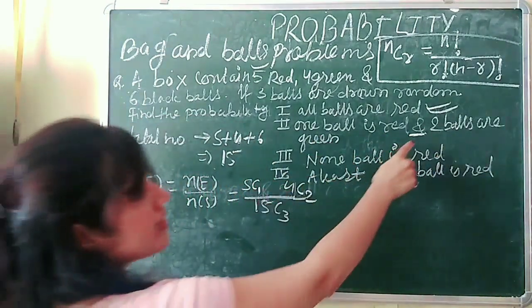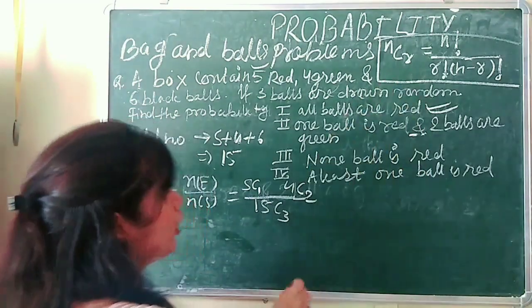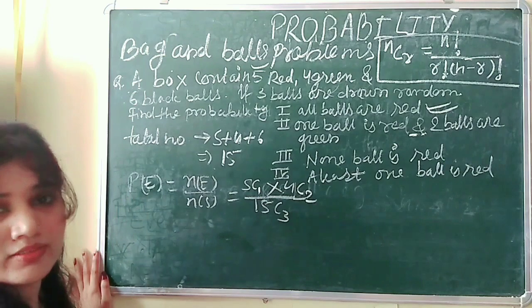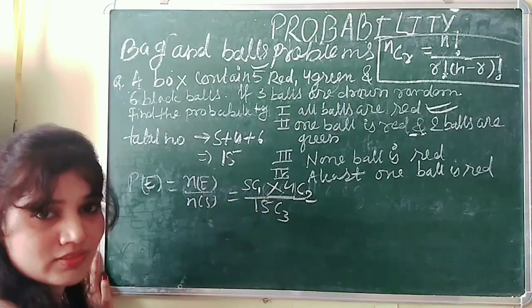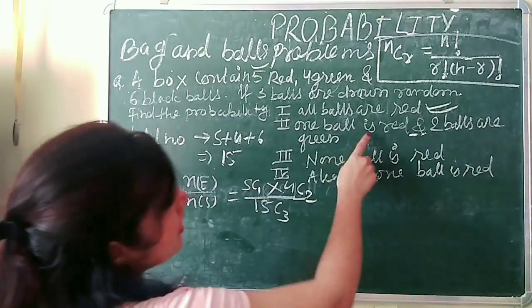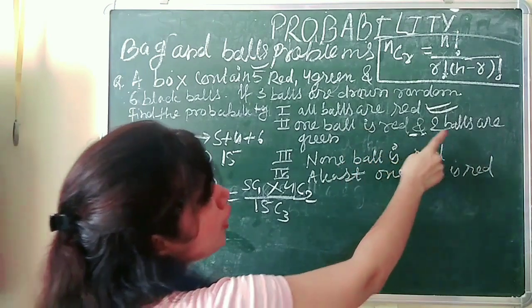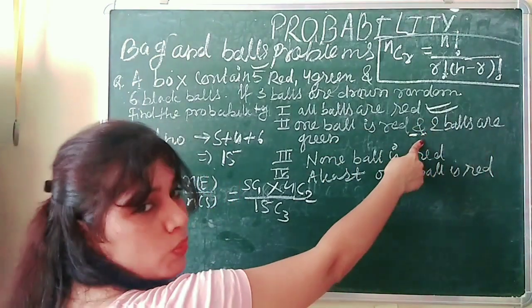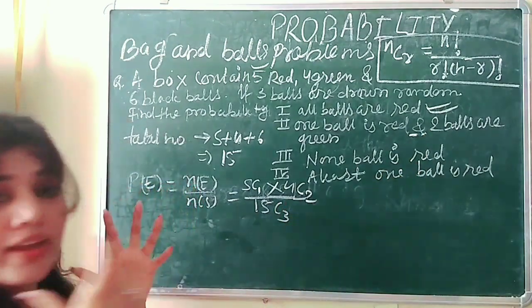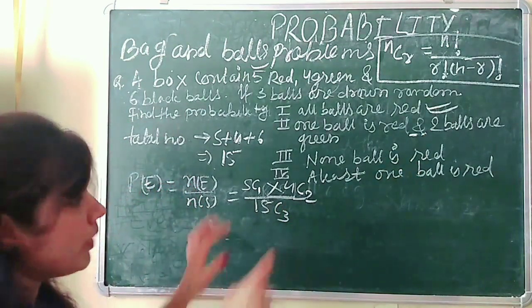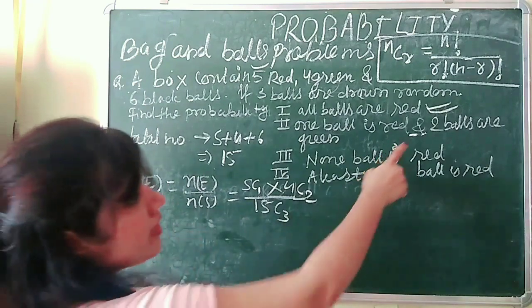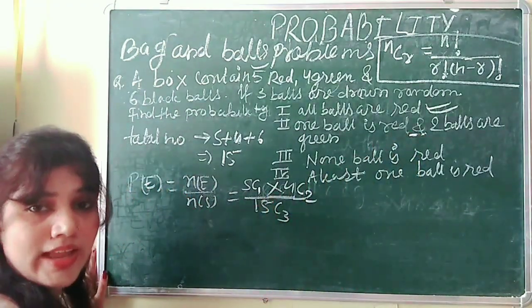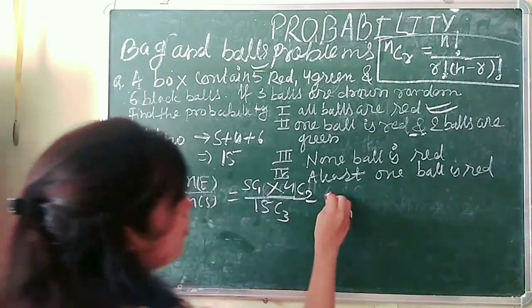Now here it is saying that one ball is red and two balls are green. So if you get this "and" in the question, simply put a cross sign, a multiplication sign. And if it was asking that one ball is red or two balls are green, if you were getting "or" here, then we would put the addition sign between the combinations. But here we are getting "and", so we will put the multiplication sign between the combinations. Now we will solve this.